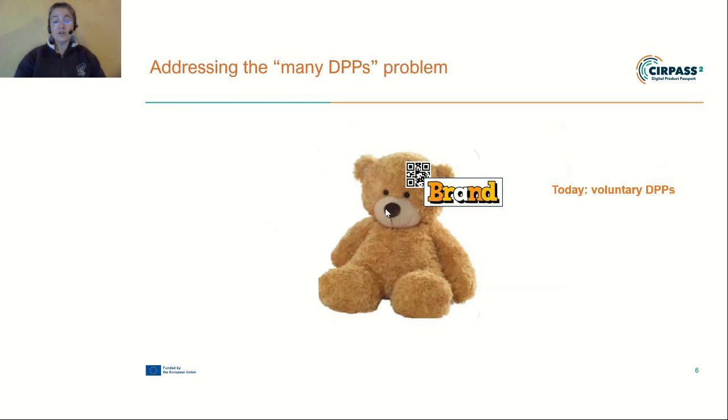So I'm going to talk about the many DPPs problem. What we observed during the Surpass 1 project is that today many brands are already deploying DPPs, or what looks a lot like a DPP, voluntarily. And they're doing this because they use it as a tool mostly to communicate with their stakeholders or their consumers, etc. So this is the situation we have today.